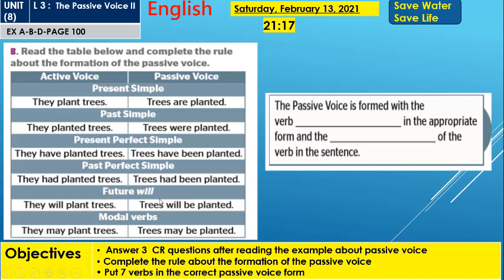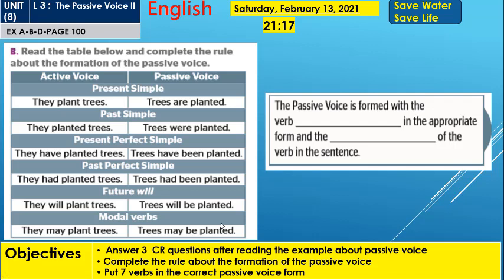In the future simple, the example is they will plant trees. So will plant trees. We want to conjugate the auxiliary to be in the future with will, so trees will be, and the past participle again, planted. With any of the modals, the sentence will appear in the active voice as they may plant trees, and trees, the object, will go again to the subject position. The modal will be associated with the verb to be, so it will be may be or can be, and the past participle at the end. So trees may be planted.